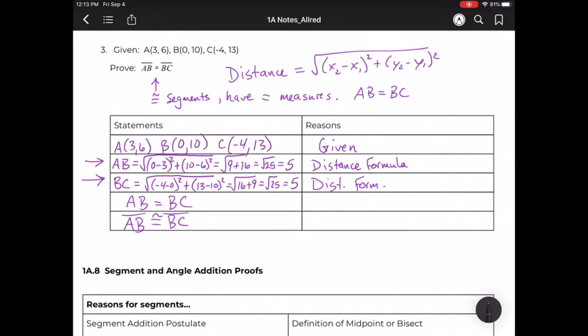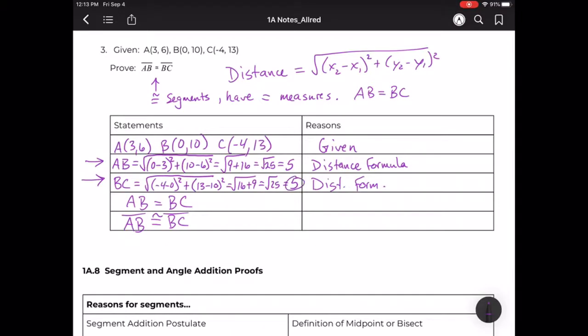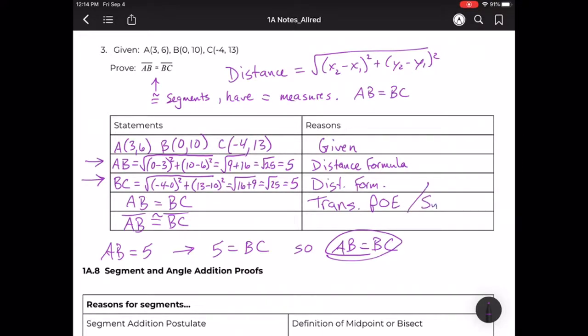Now, I want you to notice that in these two lines, I've said AB equals 5, and BC equals 5. Since AB and BC both equal 5, AB has to equal BC. This is kind of what we've said. AB equals 5, and 5 equals BC if I flip that around. So, AB has to equal BC. What we've just used is the transitive property of equality. Or you could also call this substitution. We're substituting AB in for 5, since 5 equals BC.